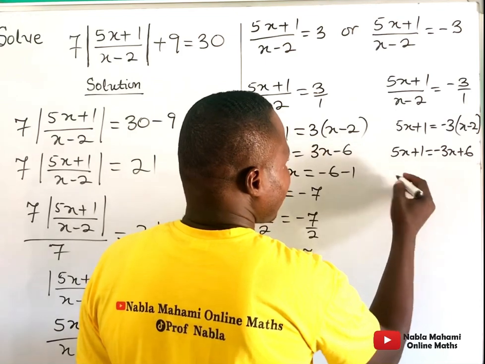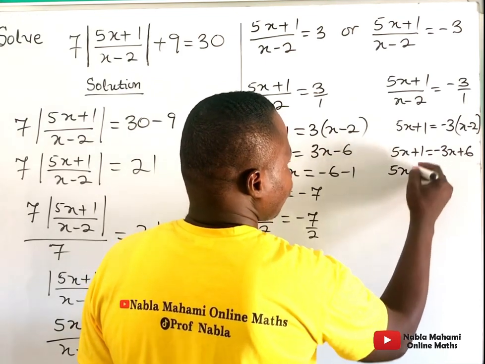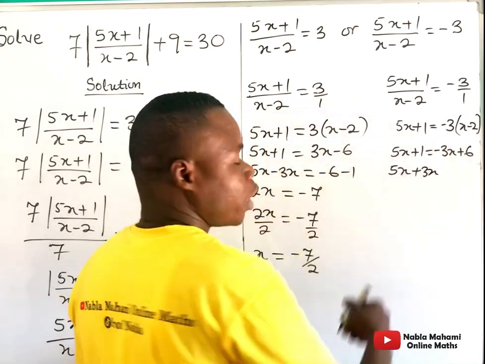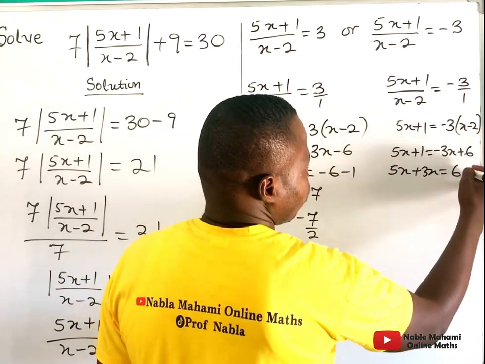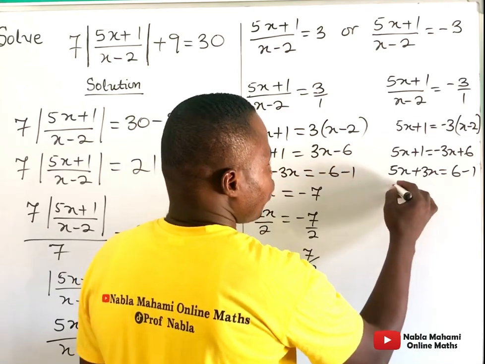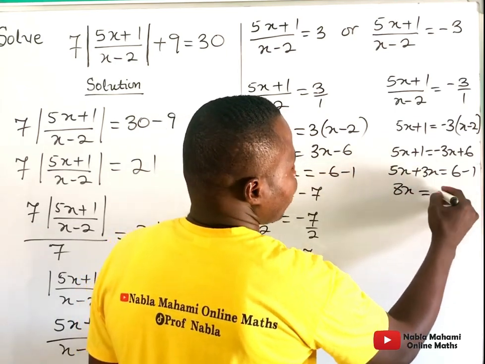So from this point, I'll gather like terms. That will be 5x. When this one comes here it will be plus 3x, because it's negative, when it comes it will change to positive, which is equal to 6. Sending 1 to go and join 6 will now be minus 1. Then this will be 8x, which is equal to 6 minus 1, which is 5.